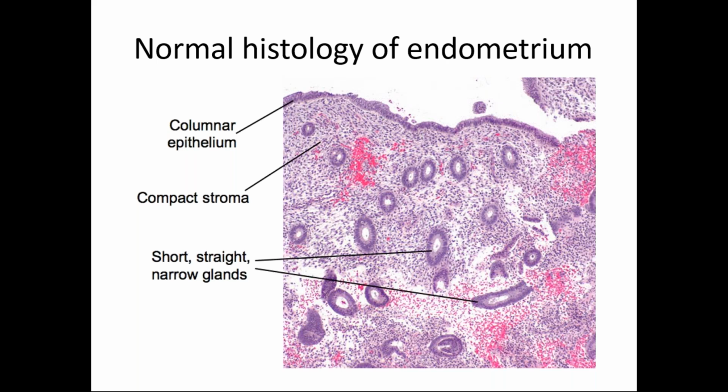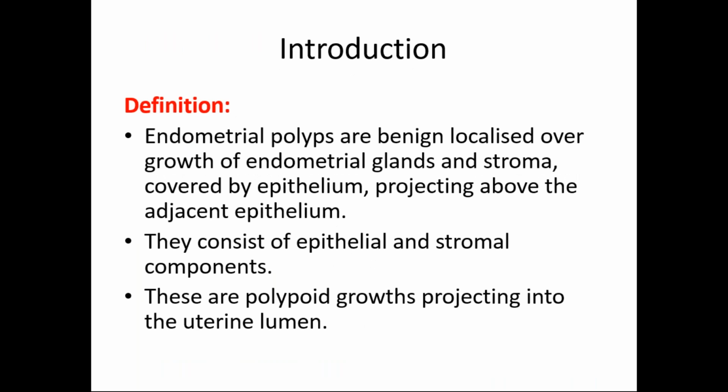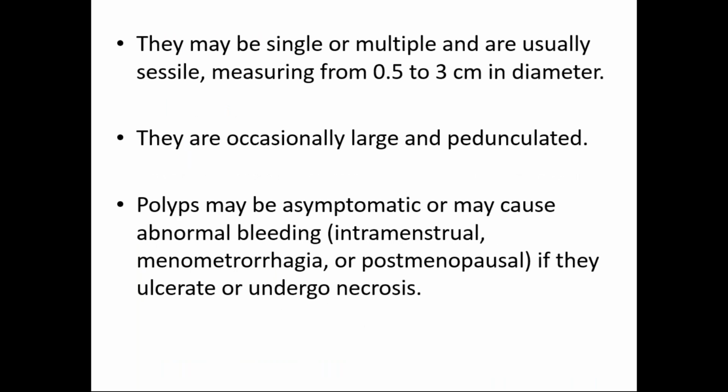The glands in the secretory endometrium are coiled and the surrounding stroma is less cellular and edematous. So these are the two differences between proliferative endometrium and secretory endometrium. Proliferative endometrium is seen in the initial proliferative phase of the cycle, and secretory endometrium is seen in the late phase of the cycle. Okay, so now coming to the topic.